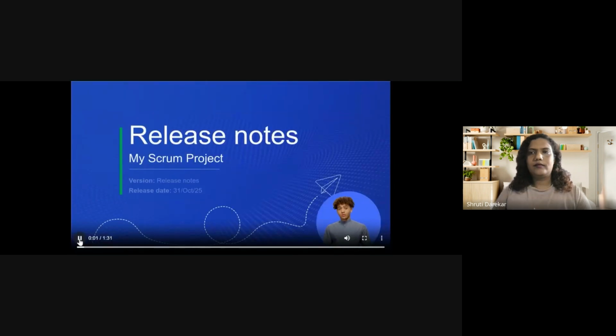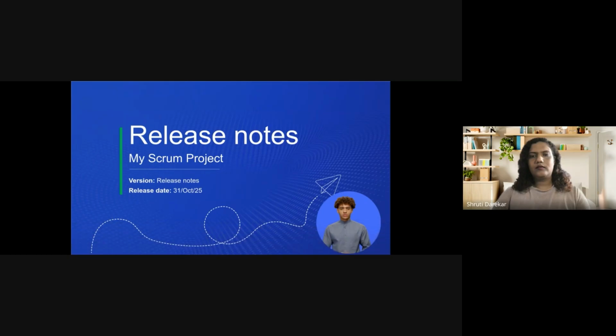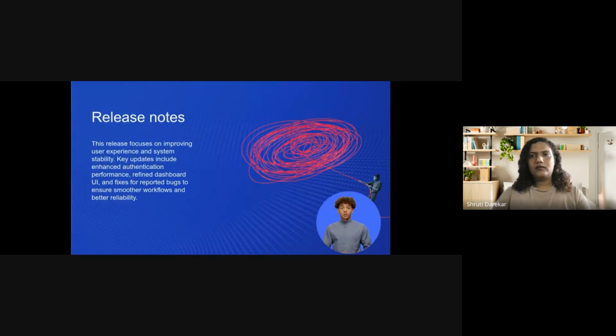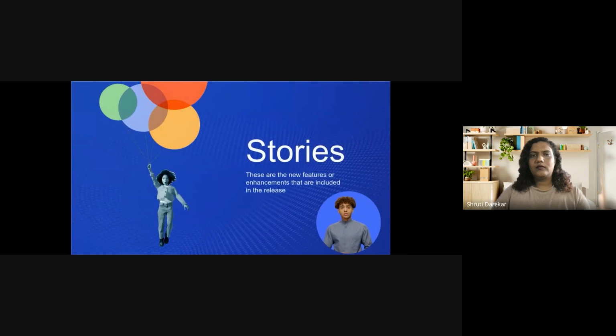Welcome to the Release Notes presentation for my Scrum project, version release notes, released on 31/October/25. In this video, we'll walk you through the key updates, new features, and bug fixes included in this release. This release focuses on improving user experience and system stability. Key updates include enhanced authentication performance, refined dashboard UI, and fixes for reported bugs to ensure smoother workflows and better reliability. These are the new features or enhancements that are included in the release.